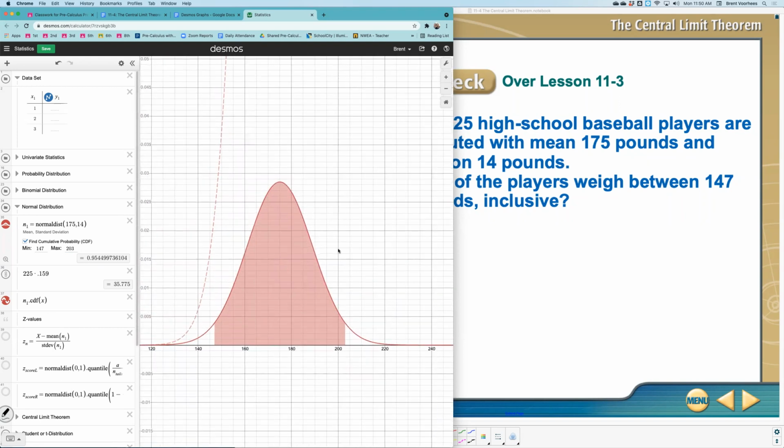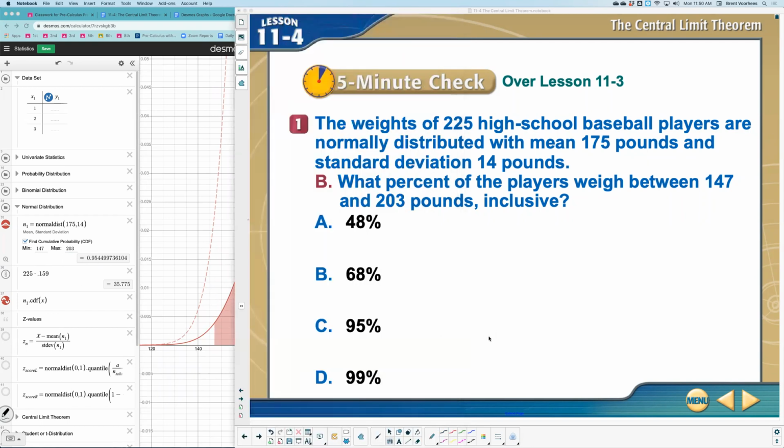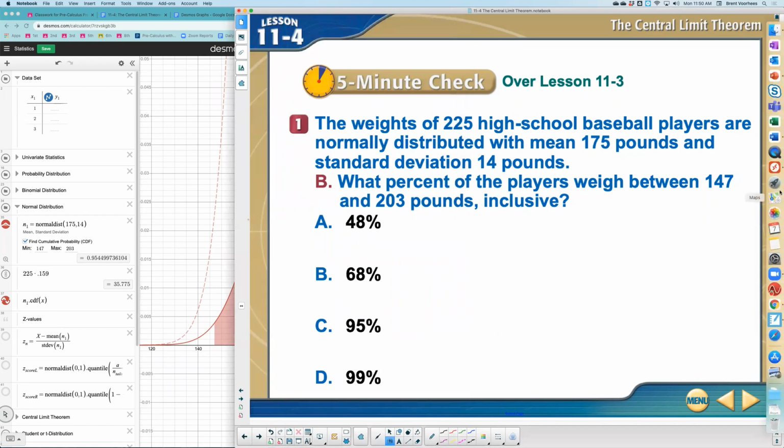So what percentage of players? Well, it's this area under the curve in this area, which is represented by 95.4%. So 95.4 is approximately 95%. That would be the value there.